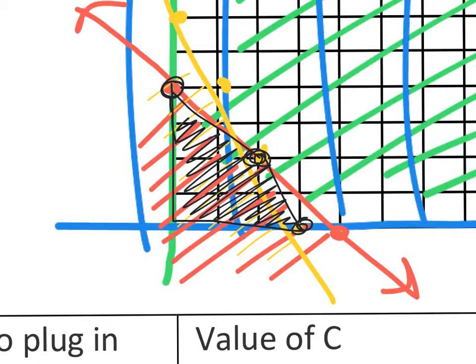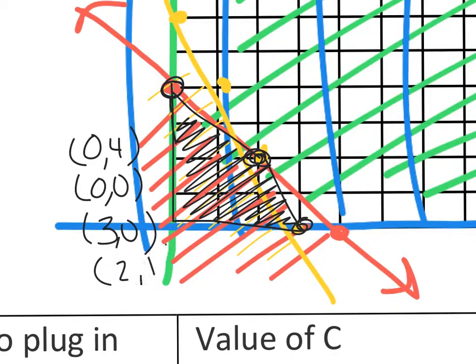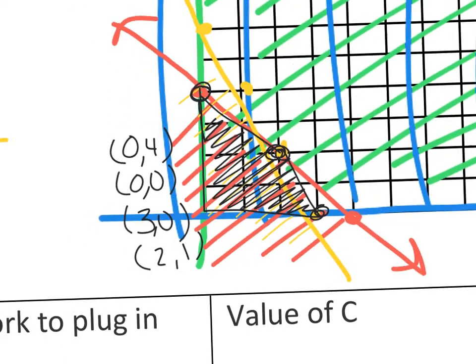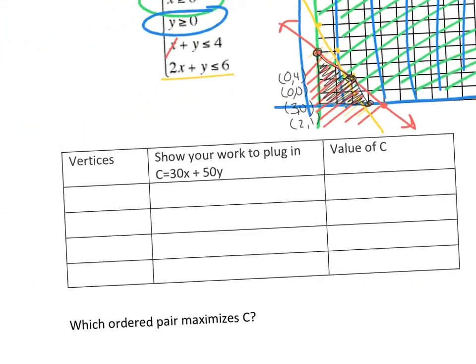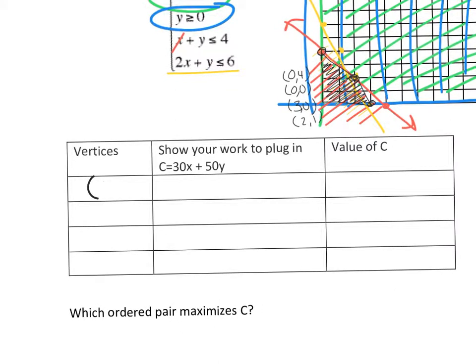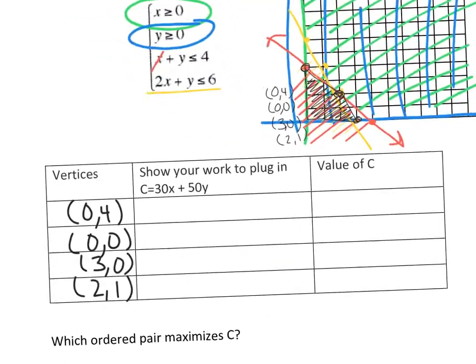So my vertices are going to be 0, 4, 0, 0, 3, 0, and 2, 1. Okay, so those are my vertices. I'm going to write these over here. So my vertices are 0, 4, 0, 0, 3, 0, and 2, 1. So I'm going to plug them into 30x plus 50y.